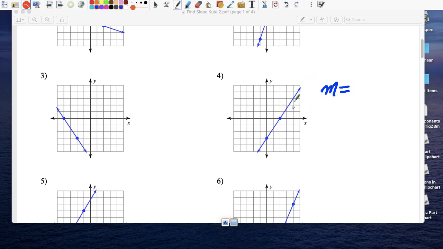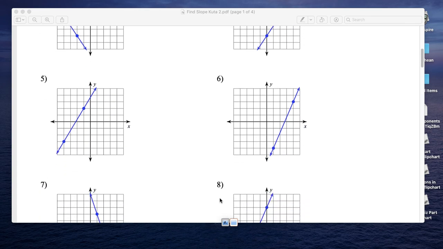So m, find the slope of this line. The slope is positive because it's going up from left to right. So changing y values, let's count 1, 2, 3. Changing y values is 3. And what's the change in x value? It's going to be 1, 2. So this is your changing y values, and this is your changing x values. So up and down between the 2 points is 3 units, and left to right between the 2 points is 2. There you go, 3 over 2, positive.